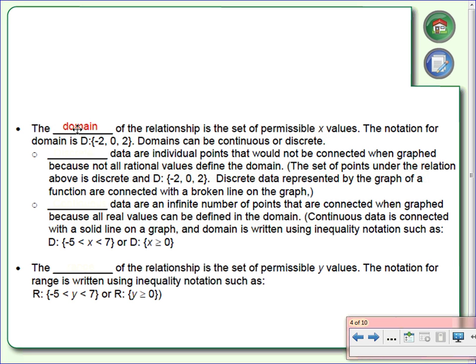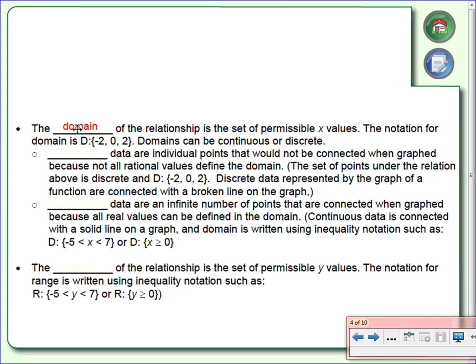Algebra 2. All right, so if we look here, again, domain is the x values. The notation for a domain is D with a colon, and then negative 2, 0, 2 in those little brackets there. Domain can be either continuous or discrete. And we'll talk about those two words here in a minute, continuous and discrete. All right, next blank. Blank data are individual points that would not be connected when graphed.